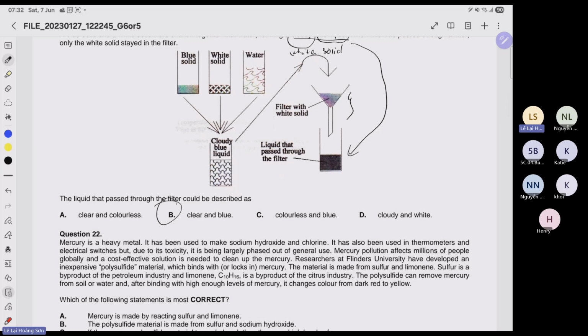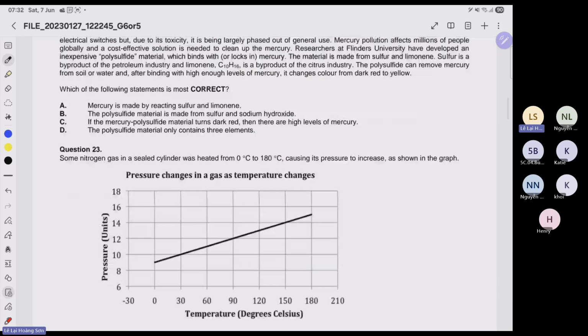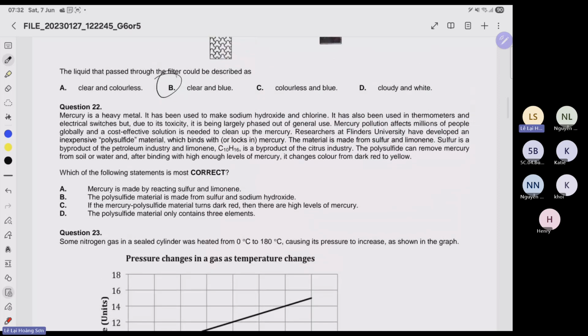Moving on. Question number 22. Mercury is a heavy metal, mixed with sodium hydroxide, chlorine, thermometers, and so on, causing mercury pollution. Researchers at Flinders developed an inexpensive polysulfide material to lock in the mercury. The material is made from sulfur and limonene. Sulfur is a byproduct. Which statement is correct? Based on all the information that you have, which statement is correct?